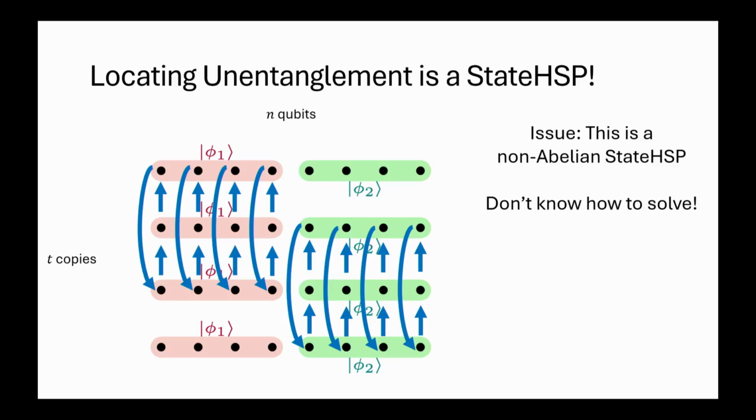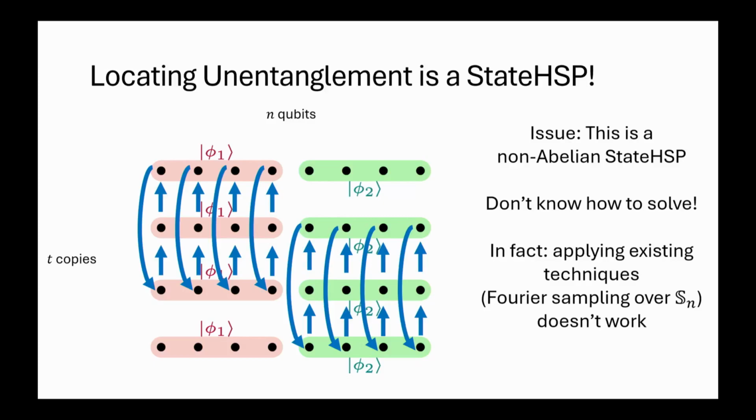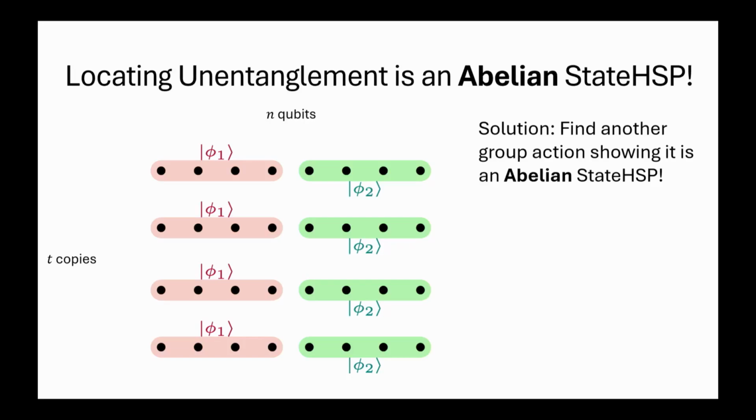But the problem is this is a non-abelian state HSP. We have no idea how to solve non-abelian state HSPs. In fact, you can show that if you apply existing techniques like Fourier sampling over the symmetric group to this problem, it doesn't locate where the cut is unentangled, basically for the same reason Fourier sampling doesn't solve the hidden subgroup problem over S_n. Okay.